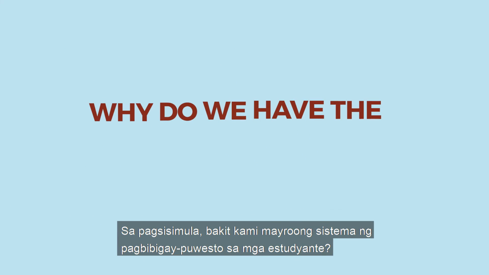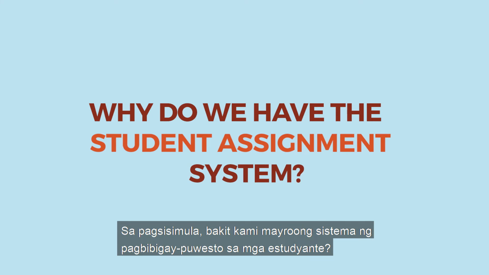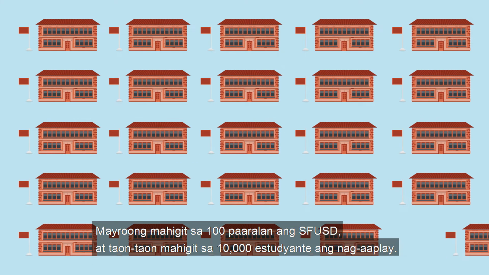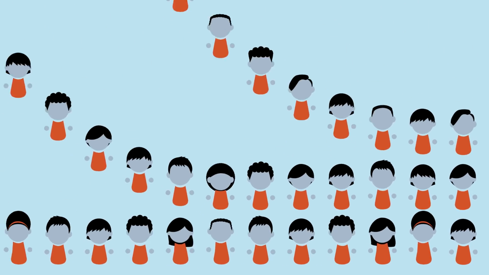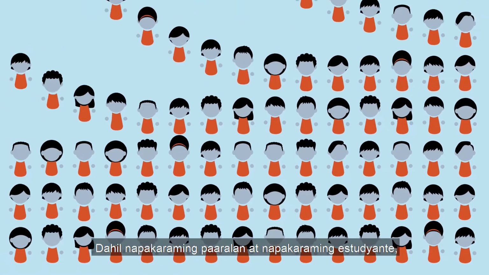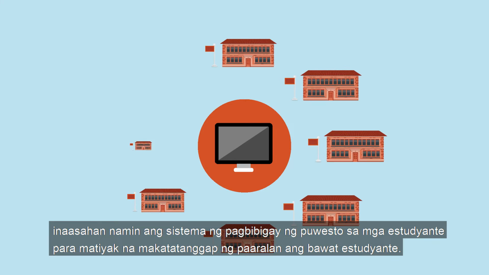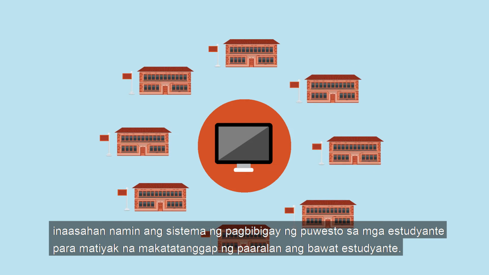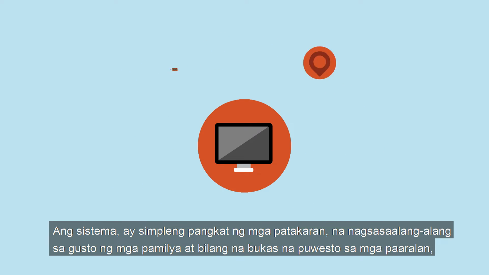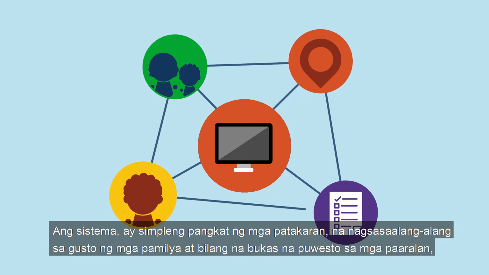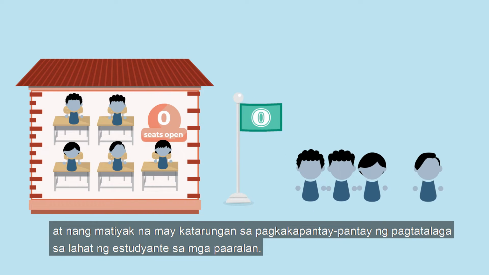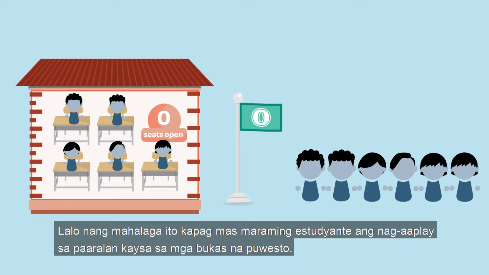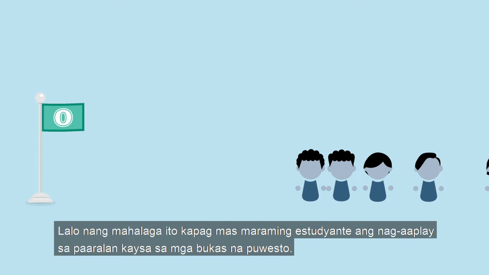To start, why do we have the student assignment system? SFUSD has over 100 schools, and each year, over 10,000 students apply. With so many schools and so many students, we rely on the student assignment system to make sure every student receives a school. The system is basically a set of rules, which considers family choices and the number of open school seats to ensure that all students are equitably assigned to schools. This is especially important when more students apply to a school than there are openings.